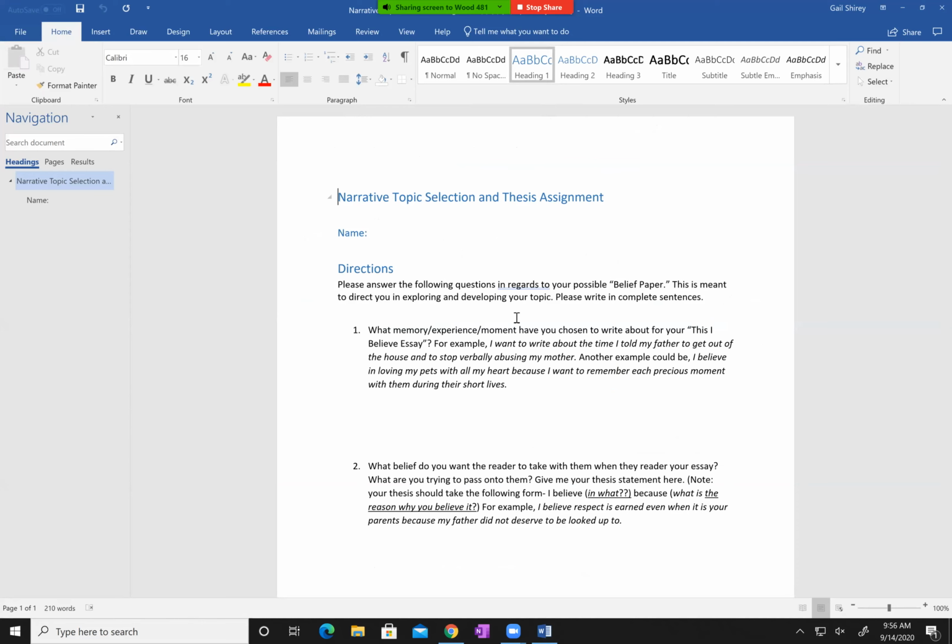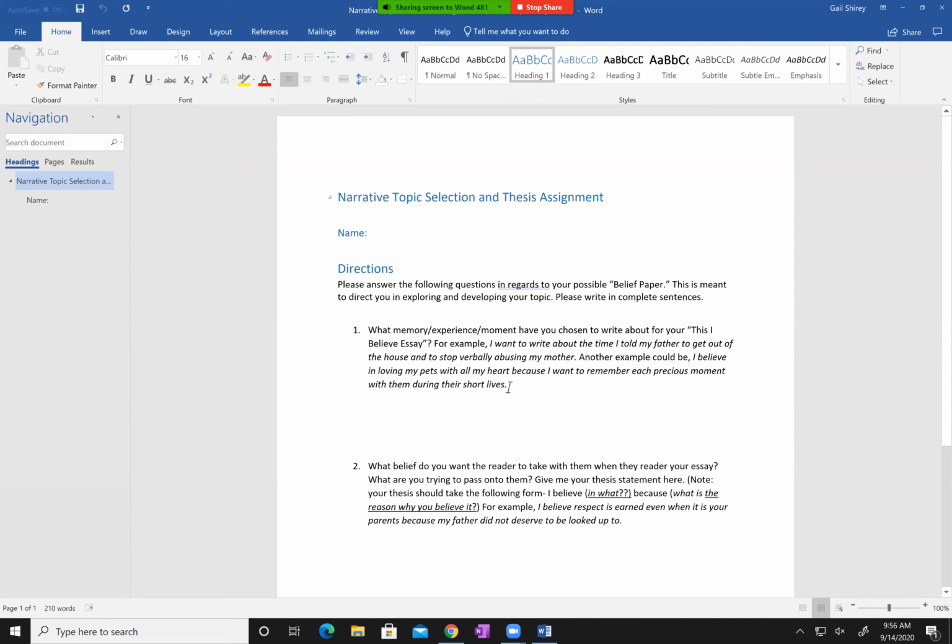So here is what I want you to do. What memory, experience, moment have you chosen to write about for your This I Believe essay? So out of those 5, what have you kind of narrowed it down? What do you want to focus on? And then I give you an example. I want to write about the time I told my father to get out of the house, stop verbally abusing my mother. And then I give you another example. I believe in loving my pets with all my heart because I want to remember each precious moment with them during their short lives. Okay, so I gave you 2 examples.